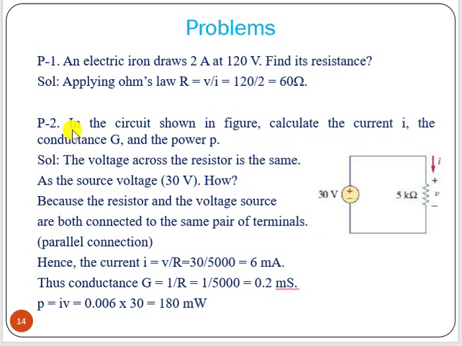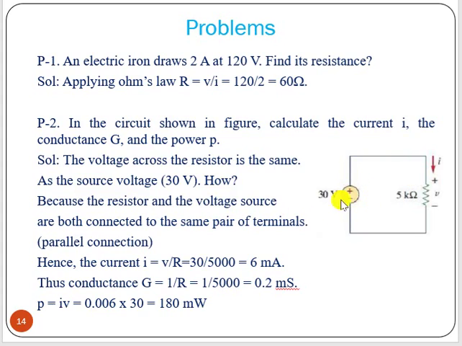Now problem 2, in the circuit shown we have to find out current I. So now in this circuit what we can see, this is one circuit element, second circuit element. How they are connected? We can say they are connected in series because there is no other path, or we can say these two branches are in parallel, right? So 30 volt and 5 kilo ohm resistor connected in parallel.